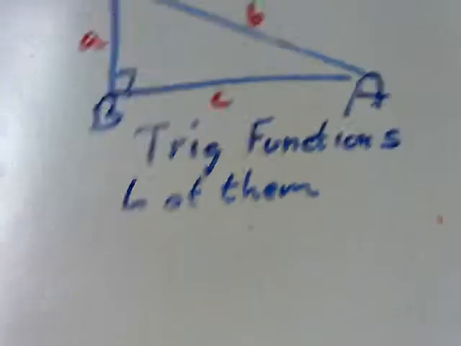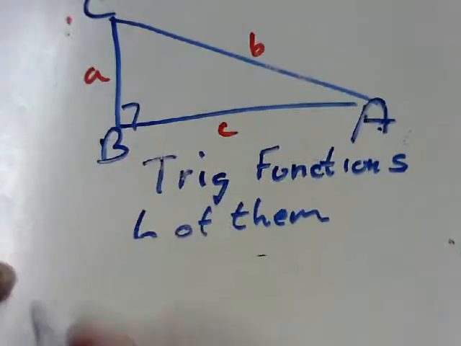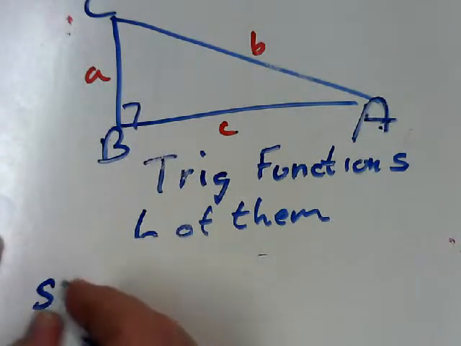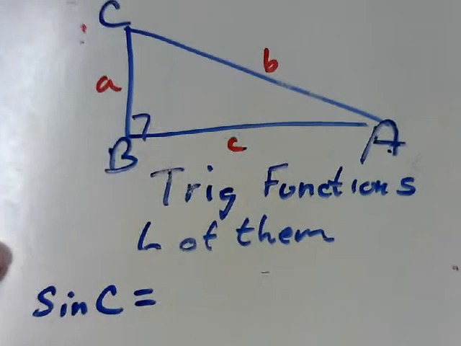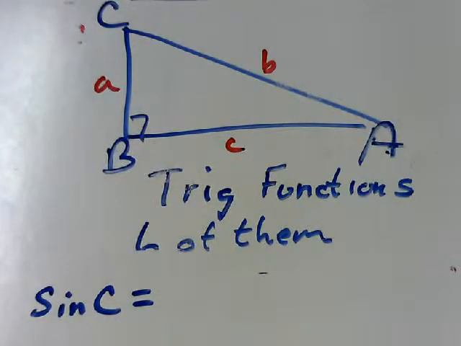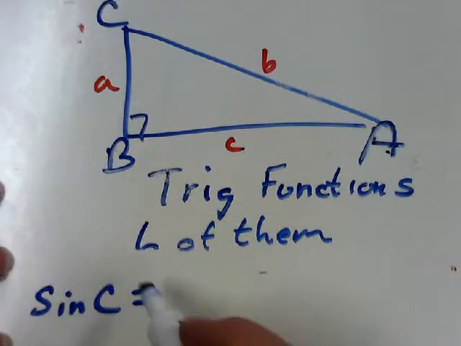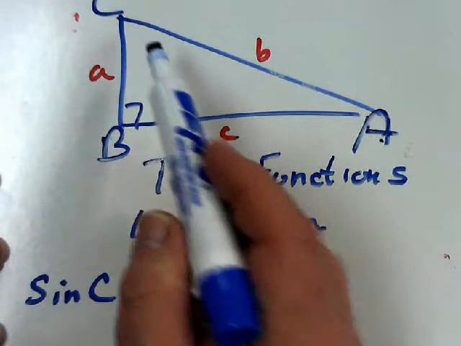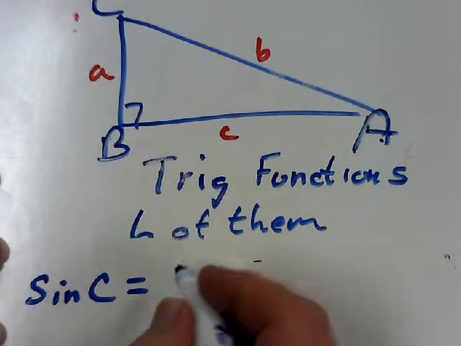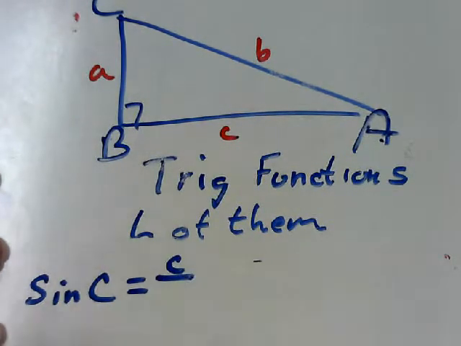I can now find sine of C. So by the definition that we just got done with sines, what's the definition of the sine? Opposite over hypotenuse. Okay, opposite over hypotenuse. So if I looked at the opposite side to angle C, what would that be? And the hypotenuse would be?